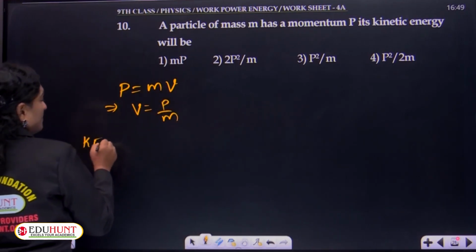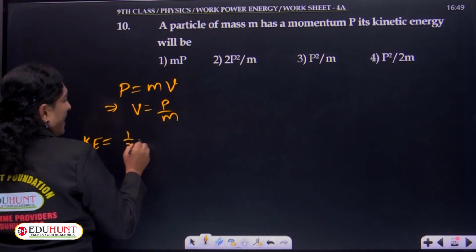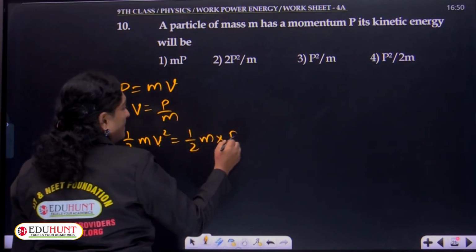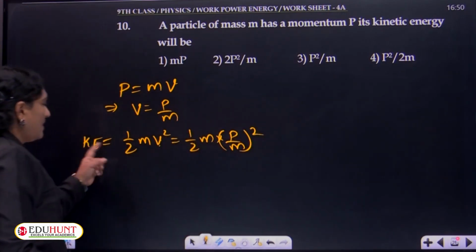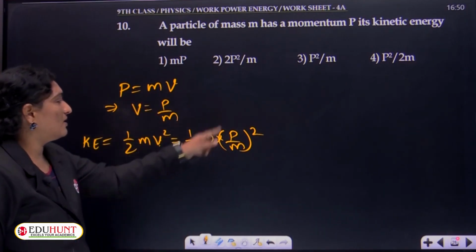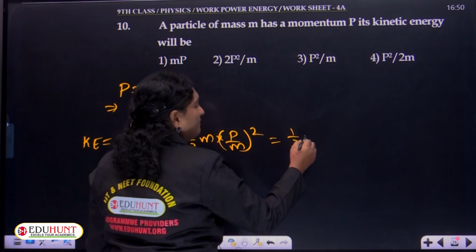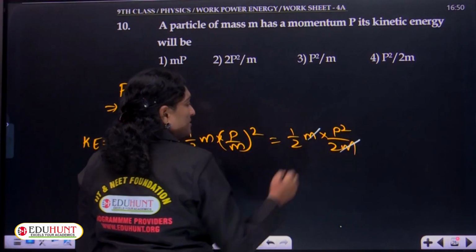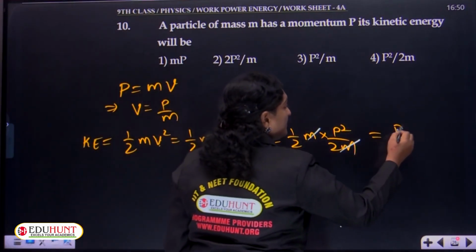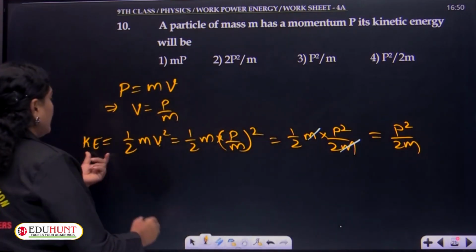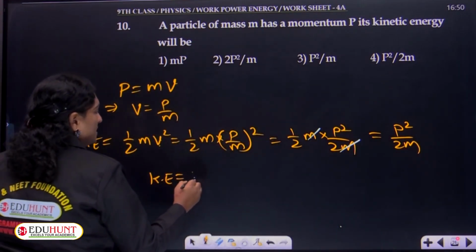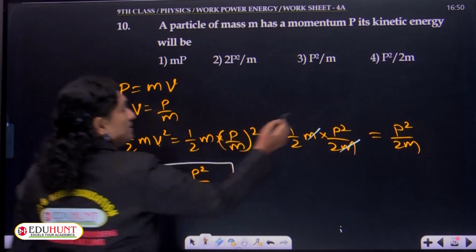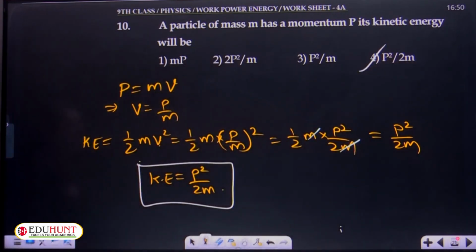So, kinetic energy, you are asked to find, is half mv square, and v can be replaced with P by m. Half mv square, v is replaced with P by m, v square means P by m whole square, which equals half m multiplied by P square by 2m... more precisely, half m times P square by m square. After further simplification, m and m get cancelled. Hence, you are left with P square by 2m. So, we concluded that the value of kinetic energy equals P square by 2m. Therefore, the correct option is option 4, that is P square by 2m.